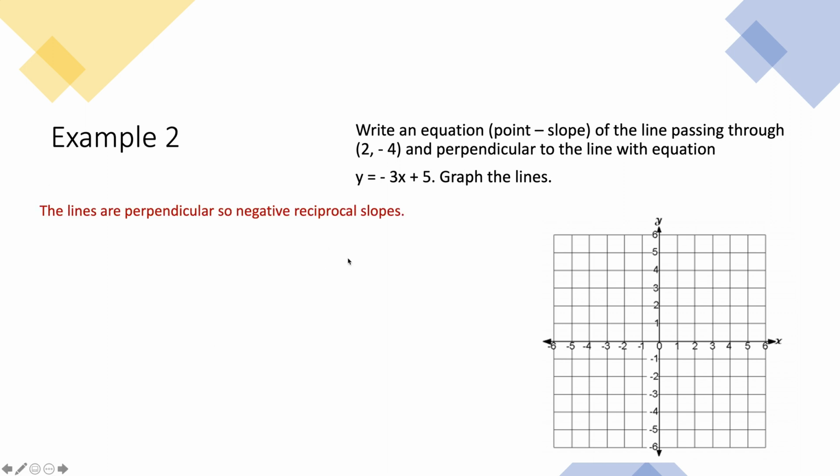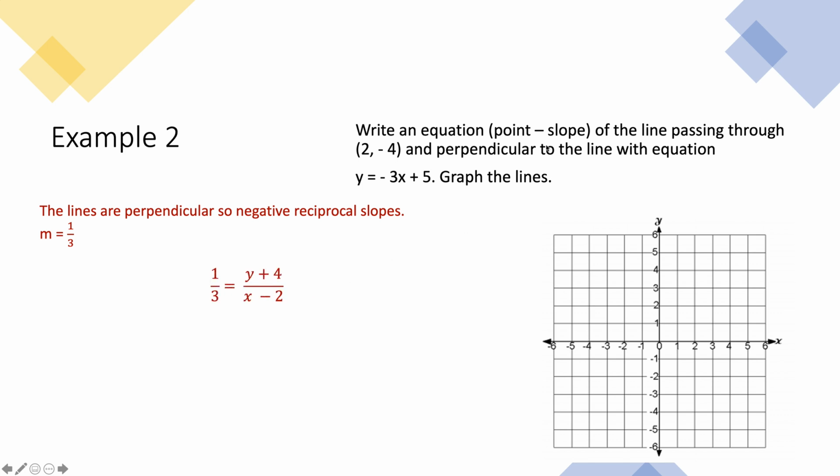Okay, they're perpendicular, so they have negative reciprocal slopes. The slope of the line in question up here, y equals -3x plus 5, is -3, so its negative reciprocal is 1/3. Negative means change the sign. -3 was negative, it becomes positive, and reciprocal means flip. So -3 over 1 becomes 1 over 3. All right, let's find this equation of a line.